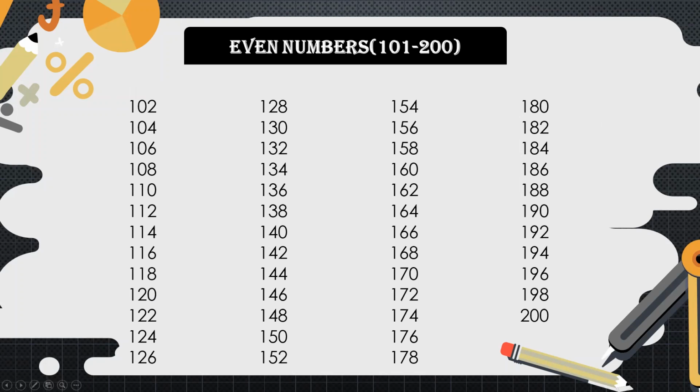So what is an odd number? We can't divide those numbers into two equal pairs. And an even number, you can easily divide into two equal pairs. And the technique is, if the last digit is 1, 3, 5, 7, 9, you can easily say that this is an odd number. And if the last digit is 2, 4, 6, 8, 0, anyone from here, this is an even number.